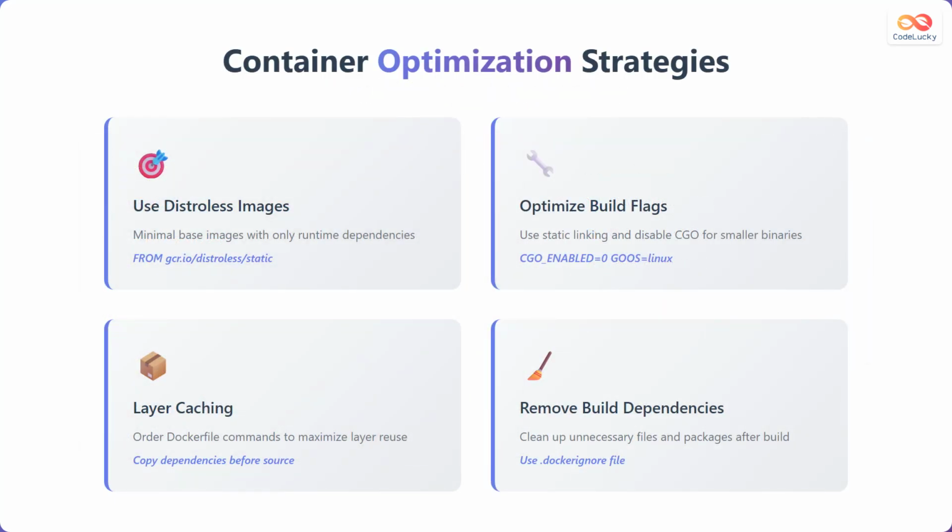Several optimization strategies can further improve your Go containers. First, consider using distroless images, which are minimal base images containing only runtime dependencies. These images from gcr.io/distroless provide even better security and smaller sizes than Alpine. Second, optimize your build flags by using static linking and disabling CGO with CGO_ENABLED=0 and GOOS=linux.